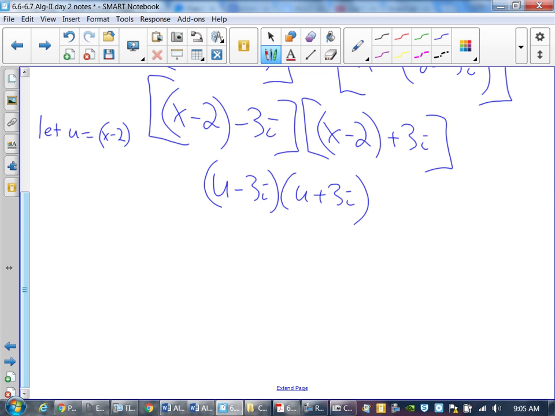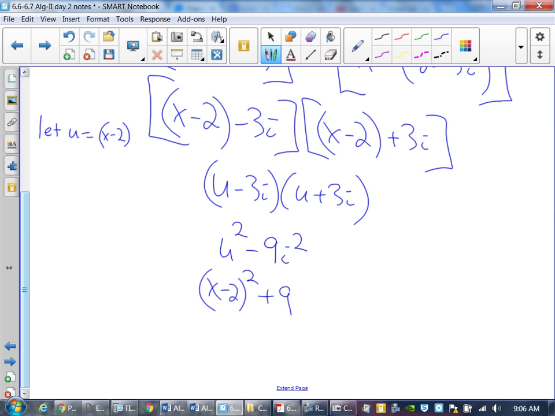All right? So now if I FOIL that out, difference of squares gives you U squared minus 9i squared, which is U squared plus 9. What is U squared though? X minus 2. Which therefore you can FOIL that out and then add in the 9. That's what it's having you do.